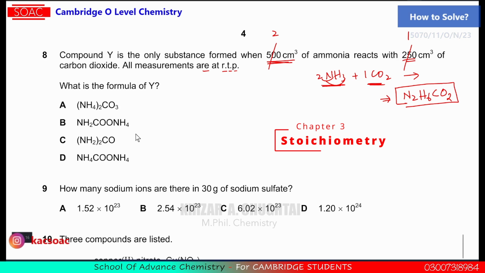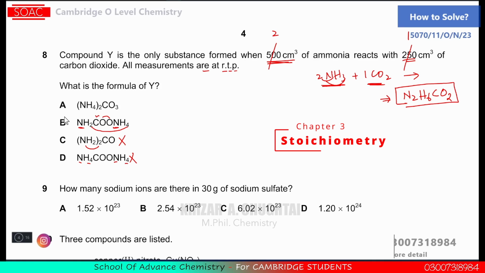So let's see over here, which option has 2 nitrogen, 6 hydrogen, 2 oxygen and 1 carbon. B is the correct option.